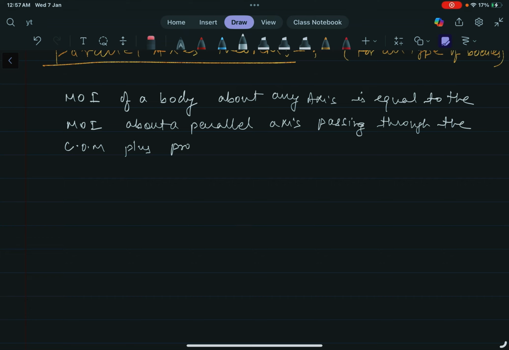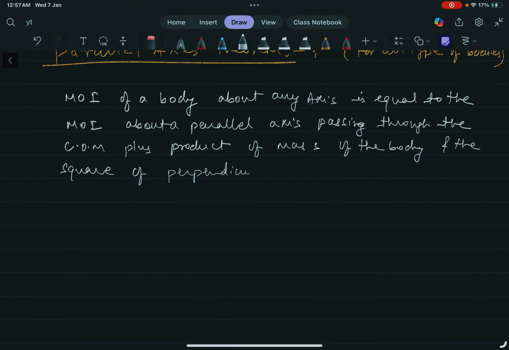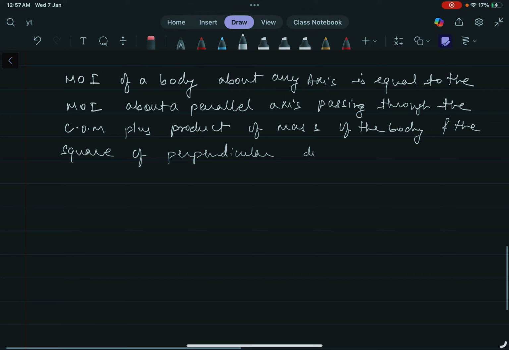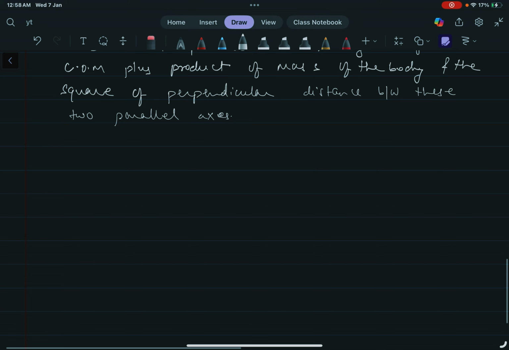plus the product of the mass of the body and the square of the perpendicular distance between these two parallel axes. Okay, this is the point.